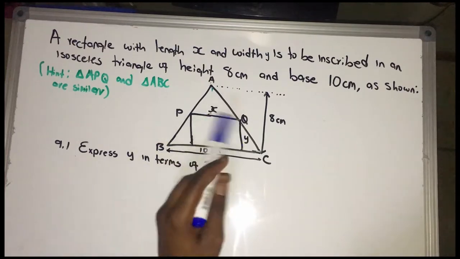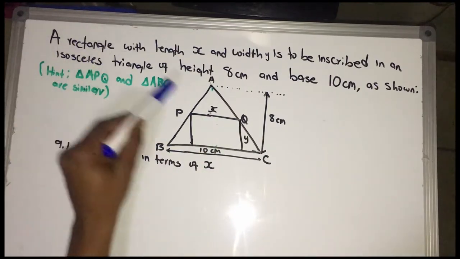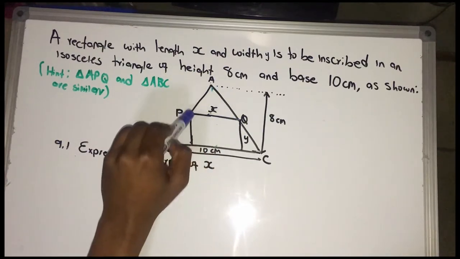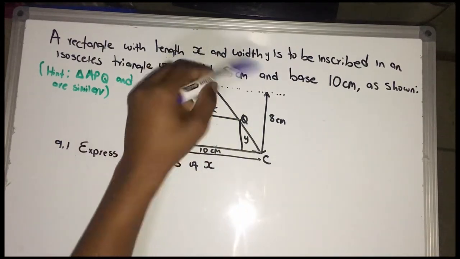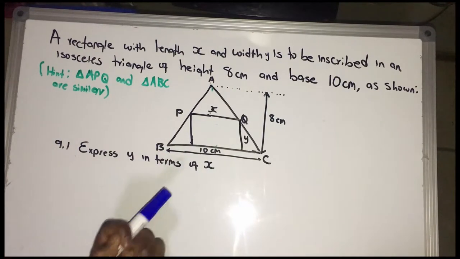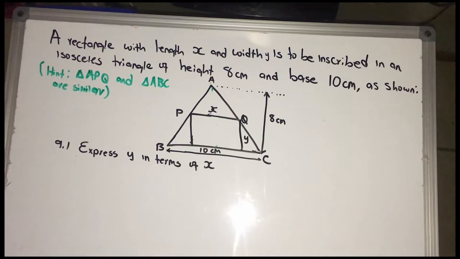So the rectangle is inscribed in this figure, looking at a triangle such that my side down the side a bigger figure, which is a triangle. So express y in terms of x. Okay, so we have an equation of y in terms of x.